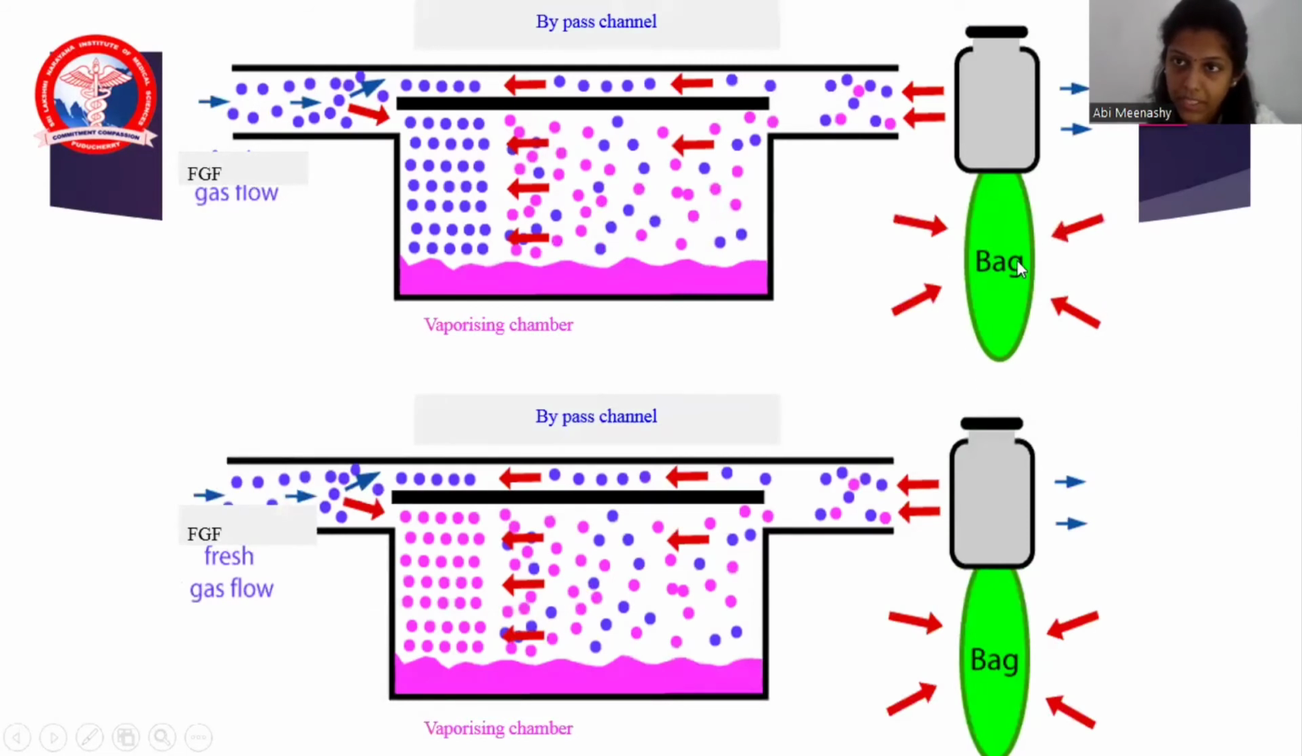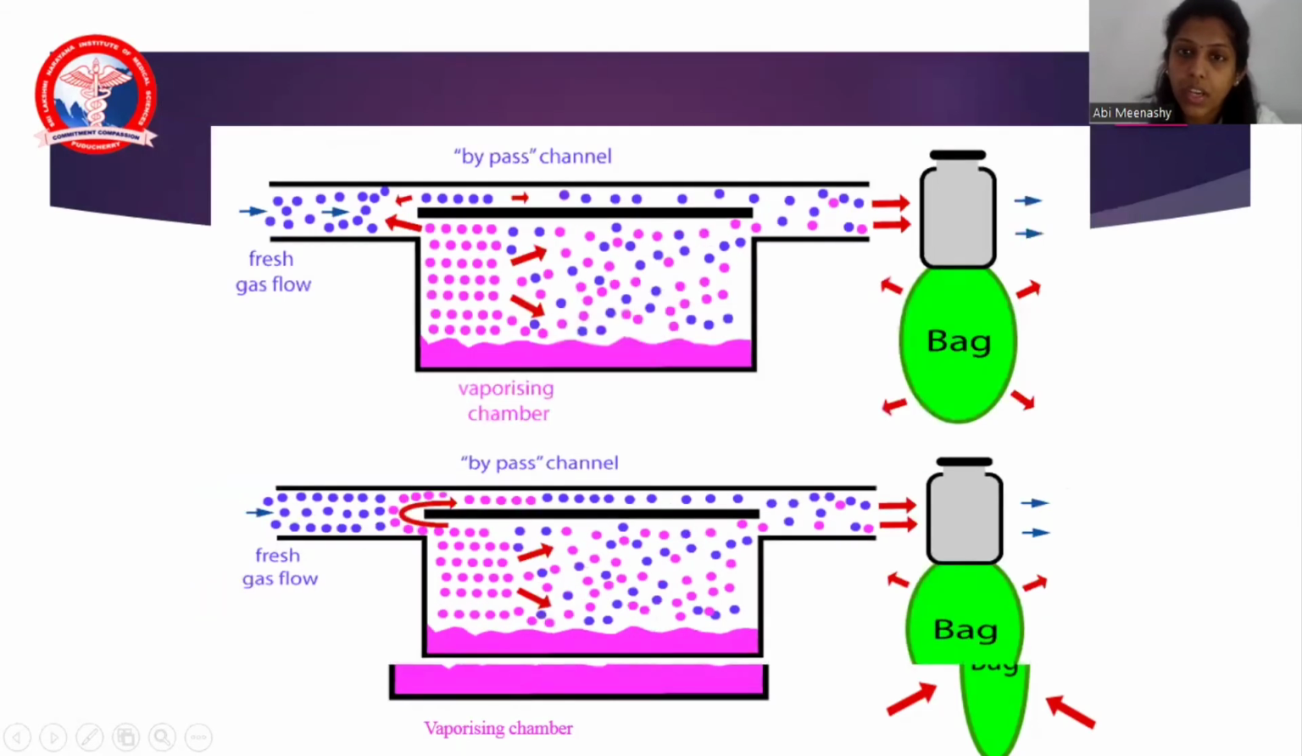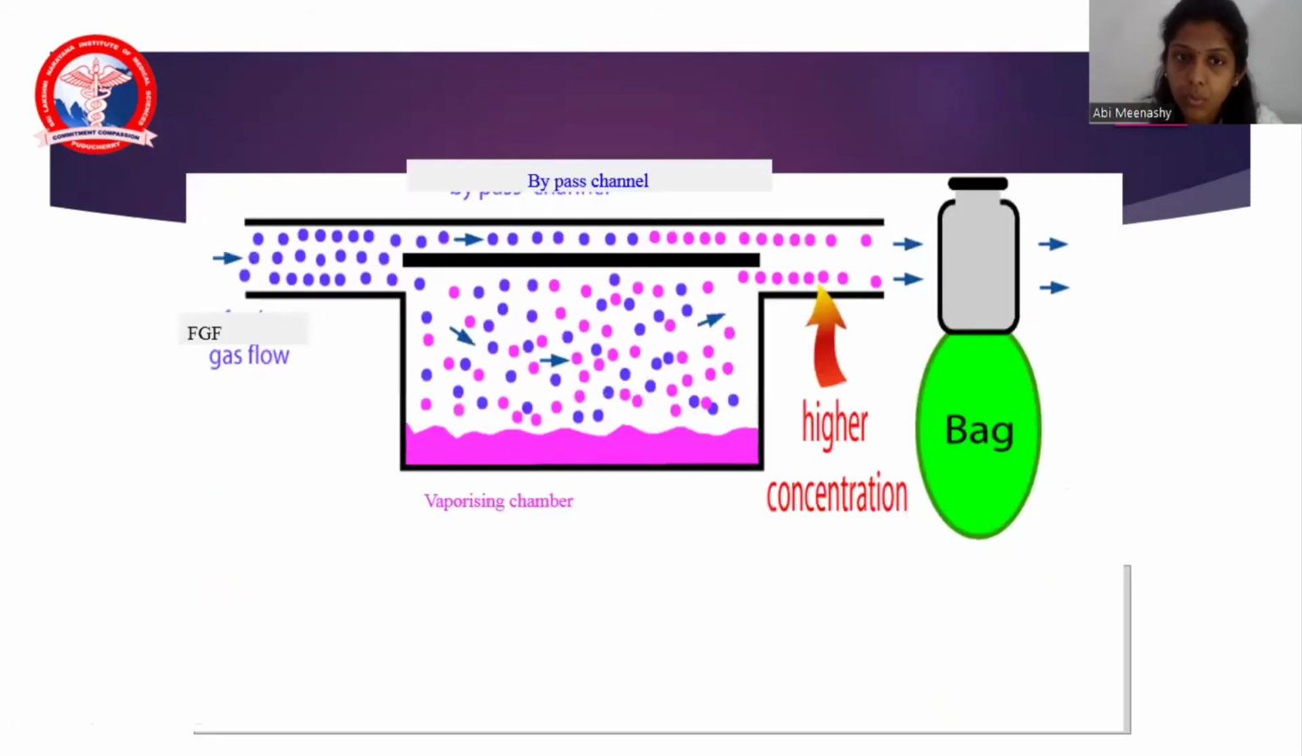When you are bagging the patient via veins, this back pressure goes. This gas is already saturated with the agent, goes back to the vaporizing chamber, and gets saturated. As you can see, more of the fresh gas flow gets saturated and comes back again. So this is more than your intended output. Higher concentration. When it comes out, it comes out in a higher concentration. This is your pumping effect.